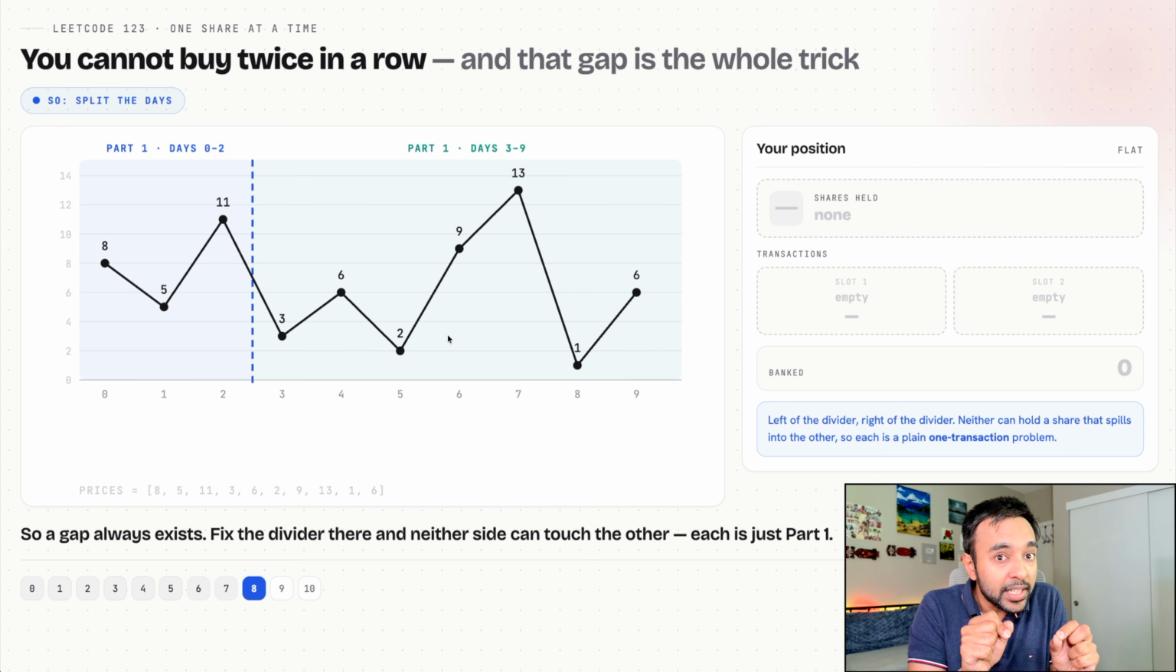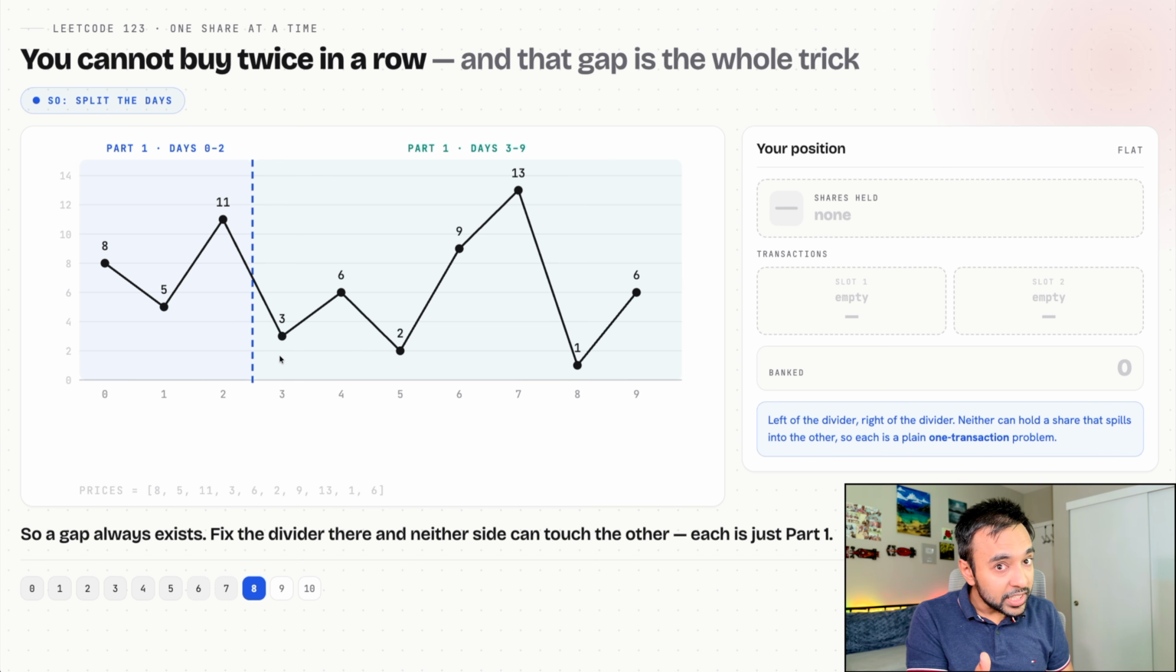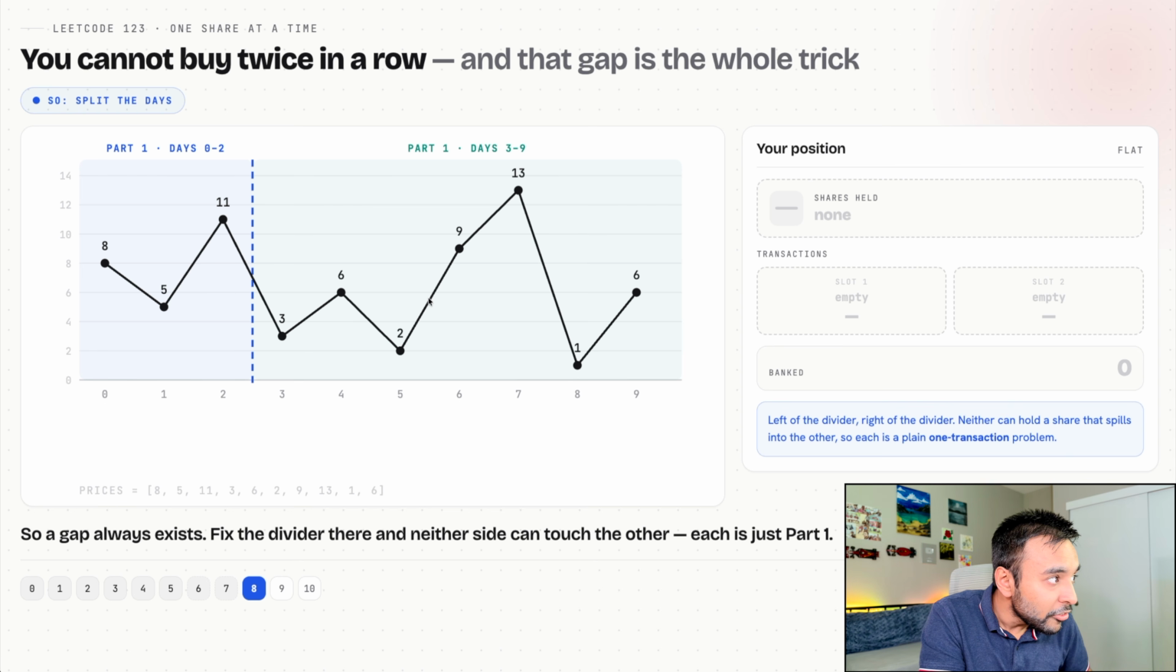All you need to determine is where this divider will lie. Where are you going to make the first transaction and in which portion are you going to make the second transaction? After that, the solution to the left half and the solution to the right half is literally the problem 1 that we started with, the best time to buy and sell stock part 1. Because you have to do the best transaction in the left half and the best transaction in the right half.